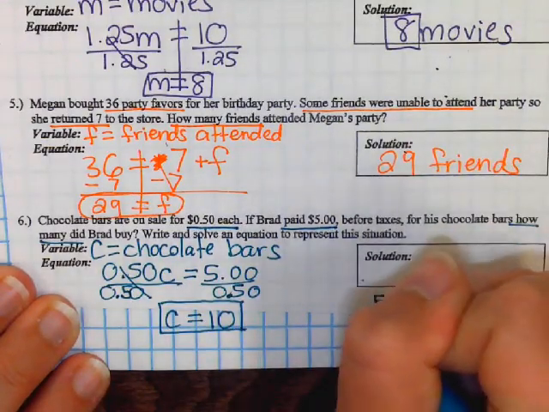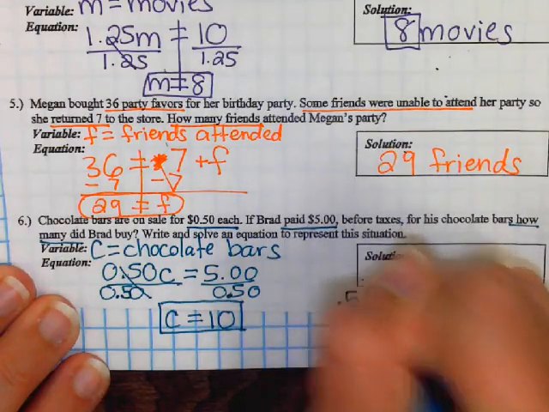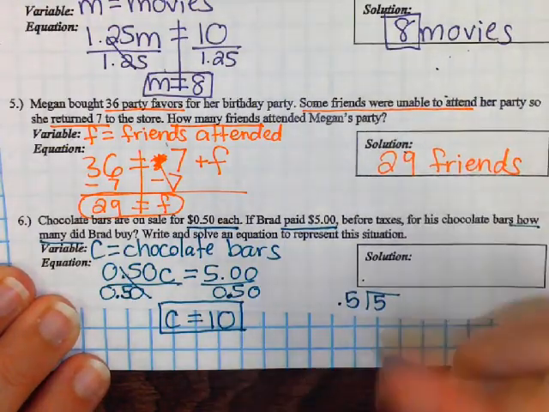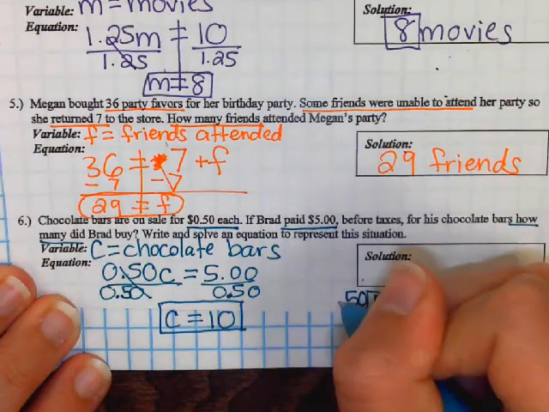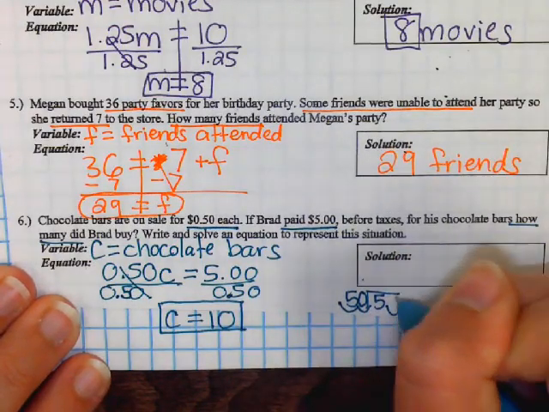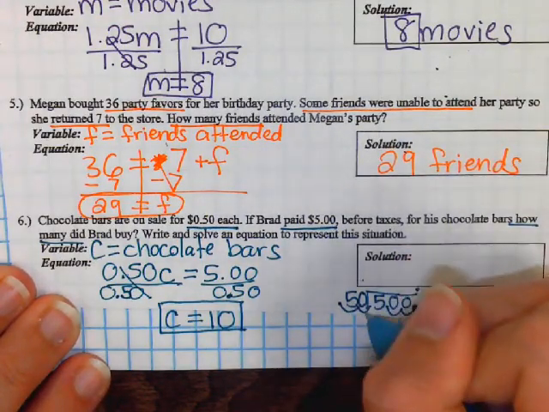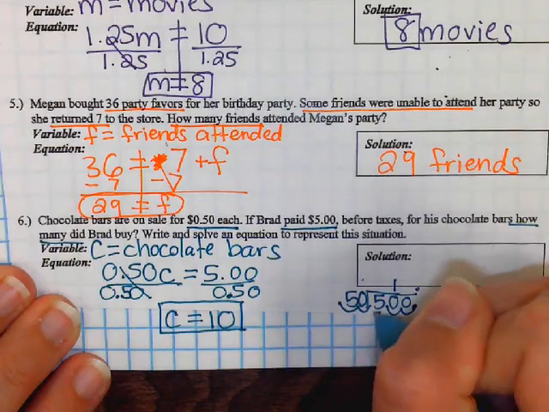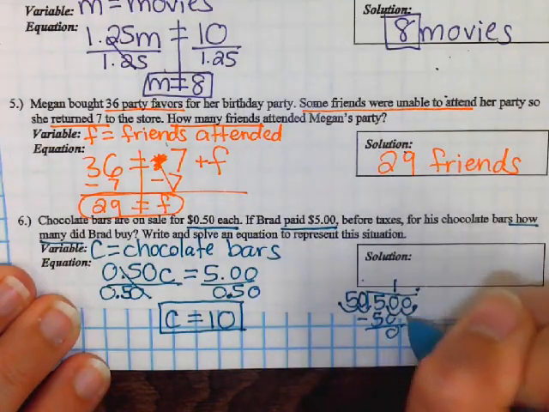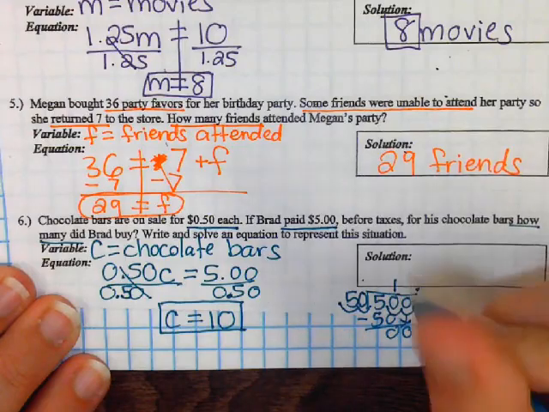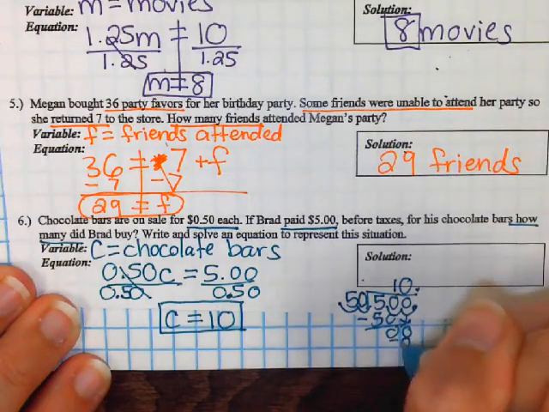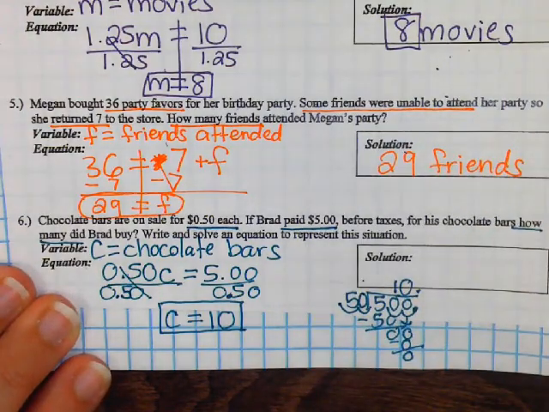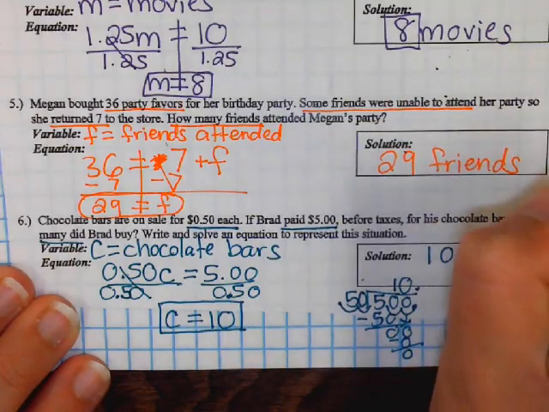So if I do $5 divided by my 0.50, I move it over twice. 50 divided by 50 is 1. Subtract, I bring down my 0. 50 goes into 0 0 times. 10 chocolate bars.